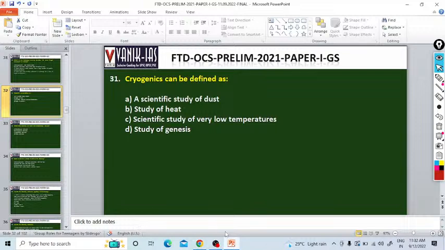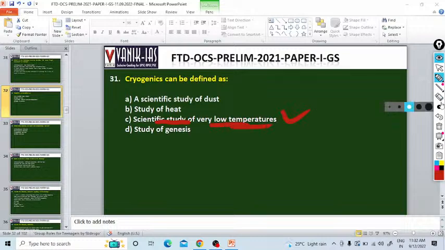We will discuss the science questions of FTD. First is what is a cryogenic engine? Cryogenic means extremely low temperature, the scientific study of very low temperature. Where do we use a cryogenic engine?